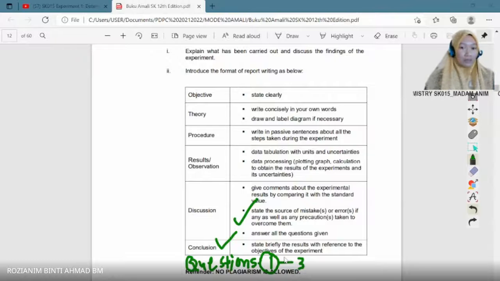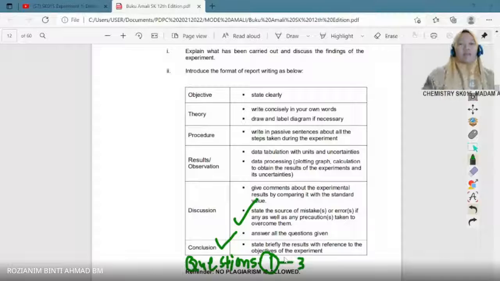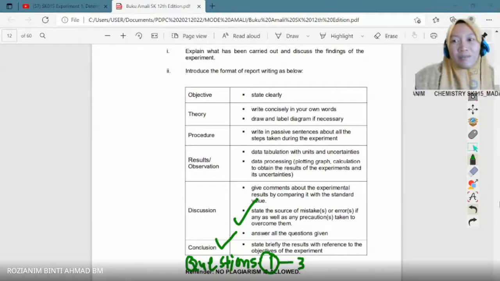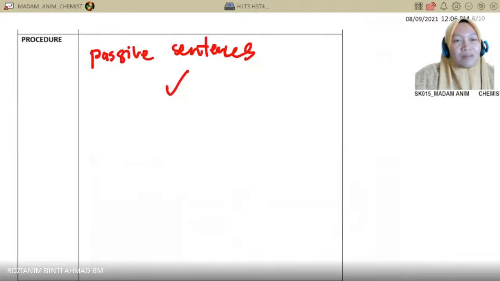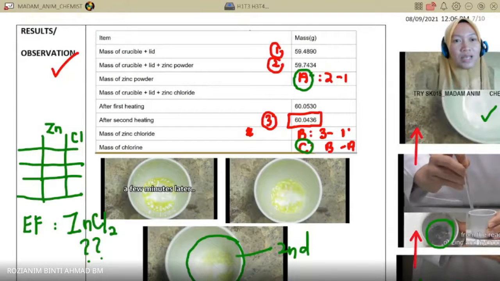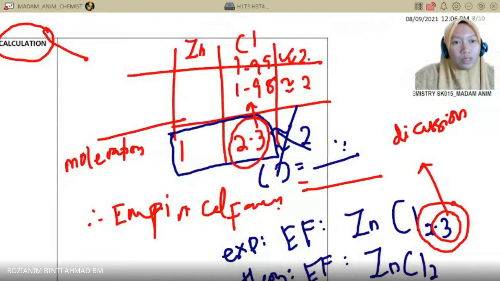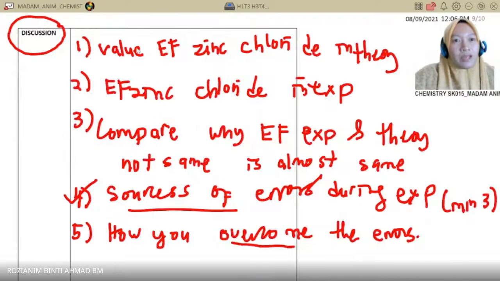Madam, discussion tu salin soalan ke? Discussion tu kan madam bagi soalan, tu kena salin? Tak payah. Dekat discussion tak perlu salin nombor 1 buat apa, nombor 2 buat apa. Dekat dalam area discussion saya hanya bagi panduan sahaja. Jangan salin ayat ini dalam discussion kamu. Cuma you convert into sentence lah. Contoh sekejap. Okay. First statement, you terus buat ayat discussion.